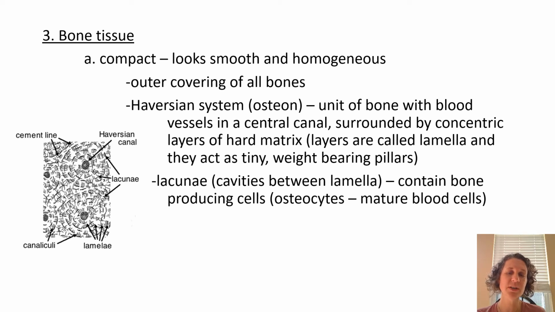And then in between the lamella, you have lacunae. Now, the lamella are little pillars. They are weight-bearing, very strong, and in groups, especially in the circle formation, they are even stronger. The lacunae are little cavities, little openings that contain osteocytes, and this is where new replacement bone cells are being produced. So remember, all of your cells are being replaced at different rates depending on the cell. So this is where the new ones are being made for your bones.